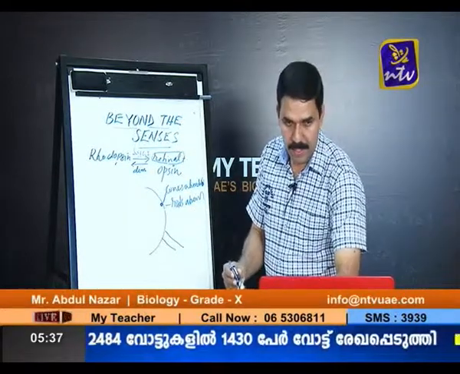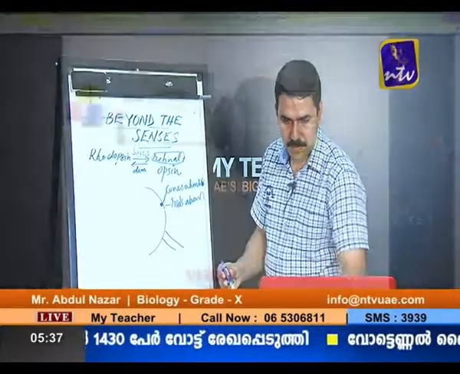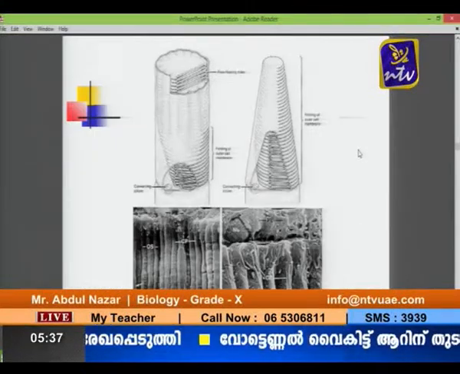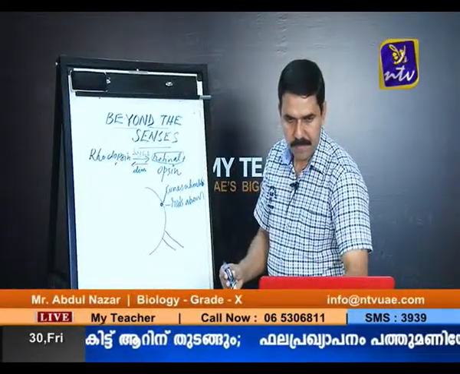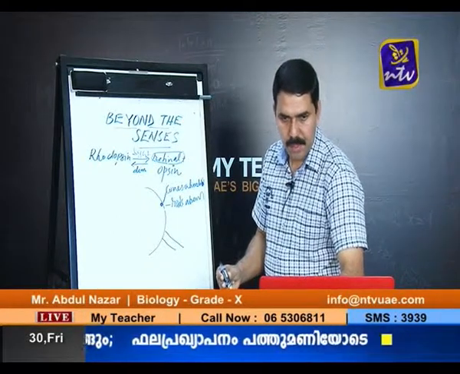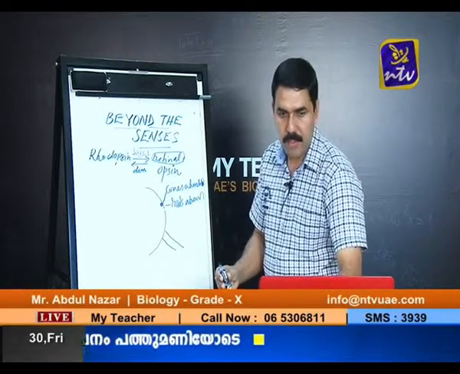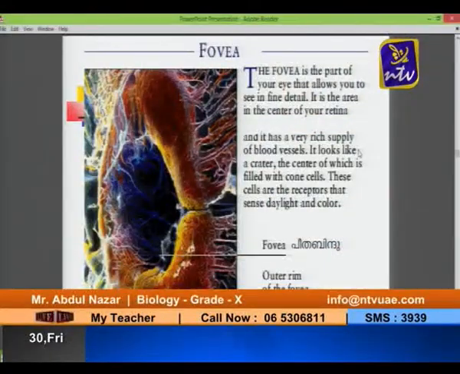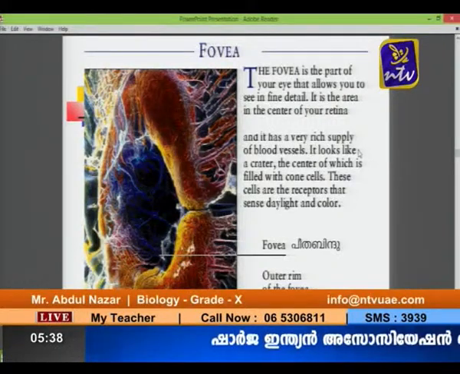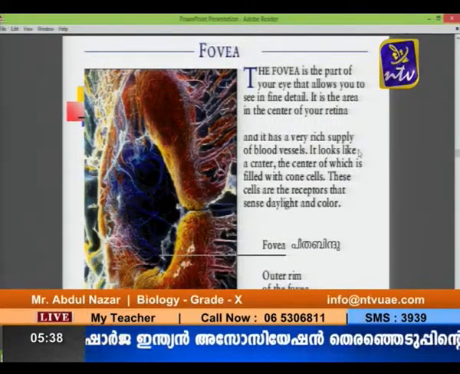Look on the screen. You can see on the screen. The yellow spot is also called the fovea. Fovea is a part of the retina where the cones are abundant and rods are absent. It is the point of clearest vision.